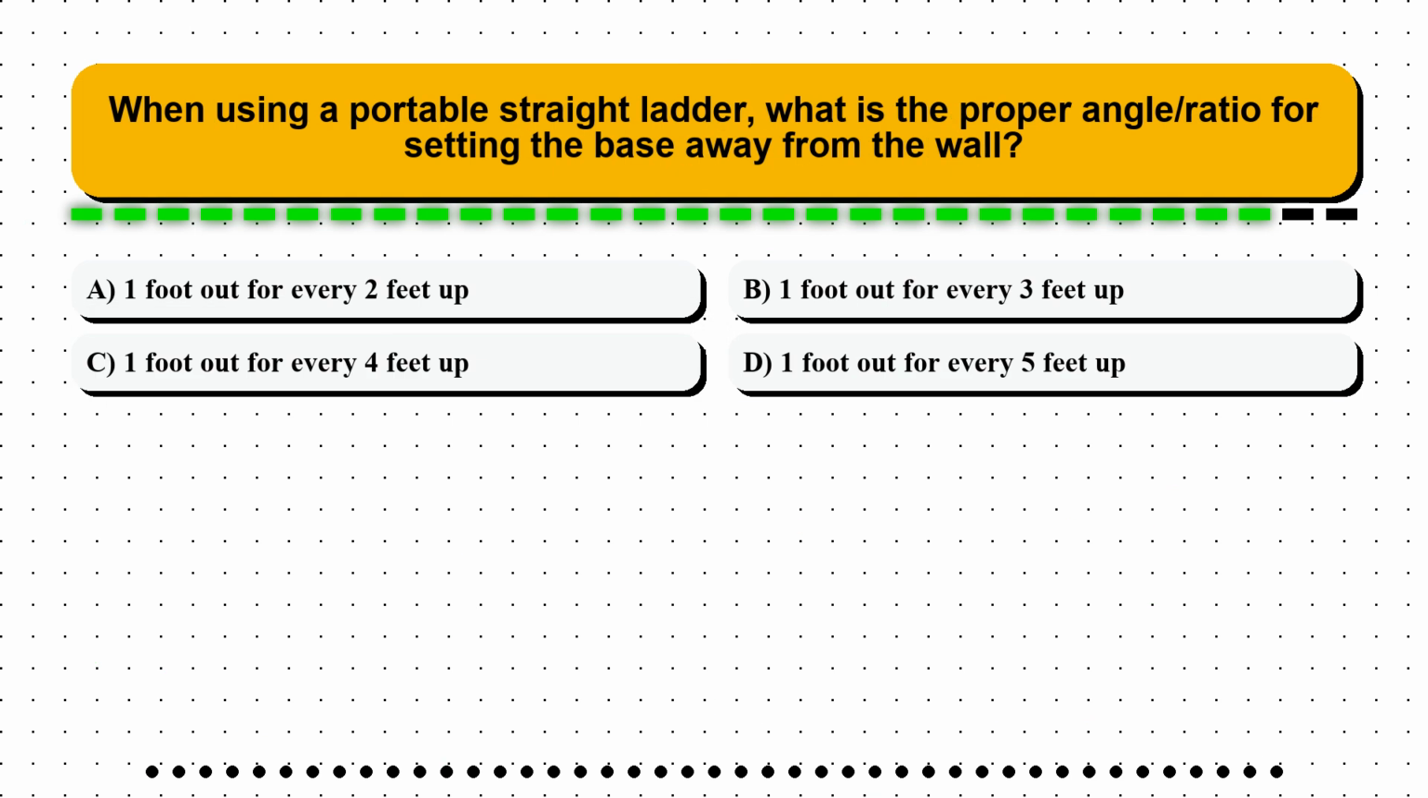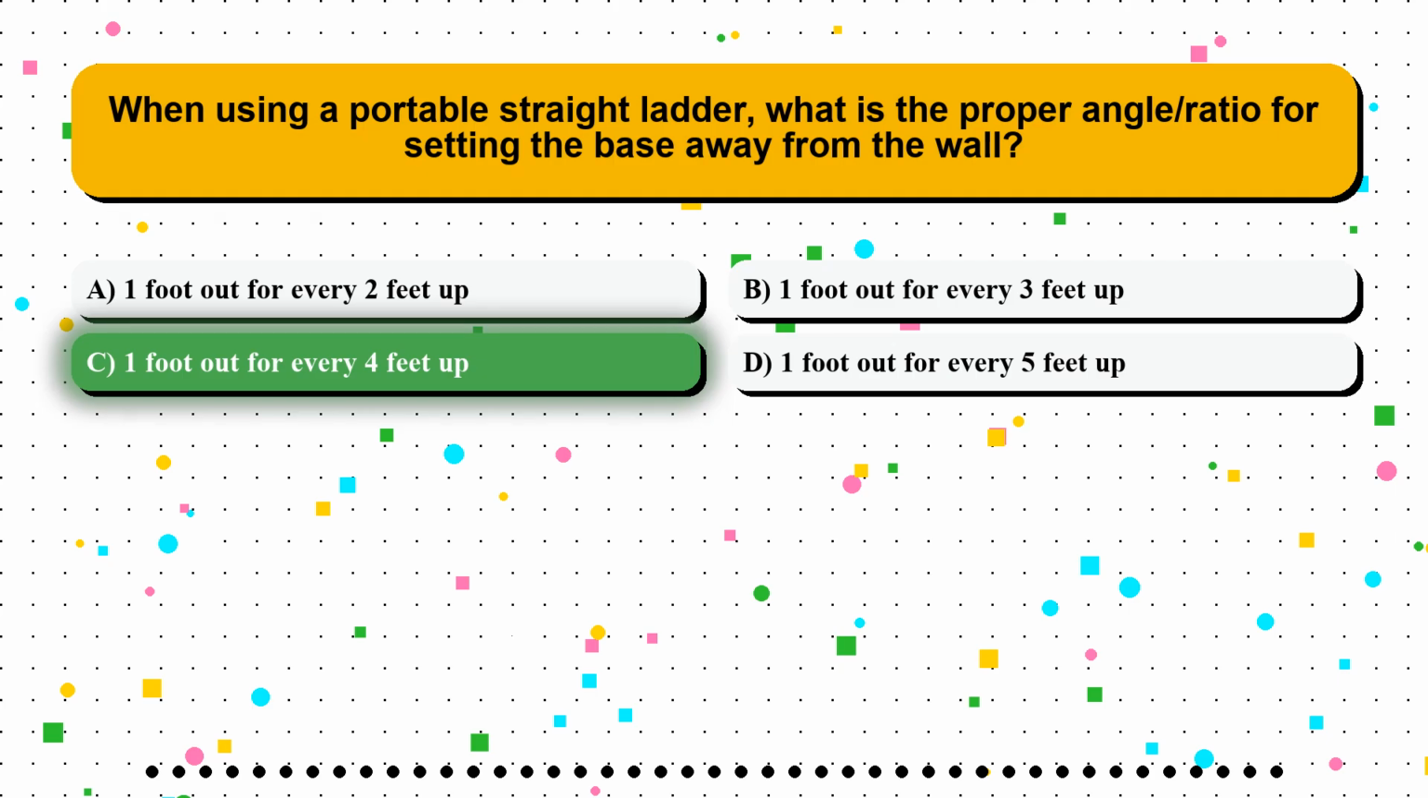Question 15. When using a portable straight ladder, what is the proper angle/ratio for setting the base away from the wall? Option A, 1 foot out for every 2 feet up. Option B, 1 foot out for every 3 feet up. Option C, 1 foot out for every 4 feet up. Option D, 1 foot out for every 5 feet up.